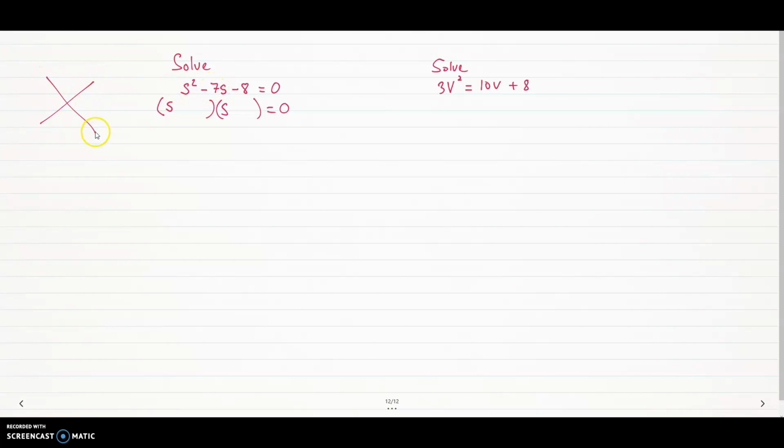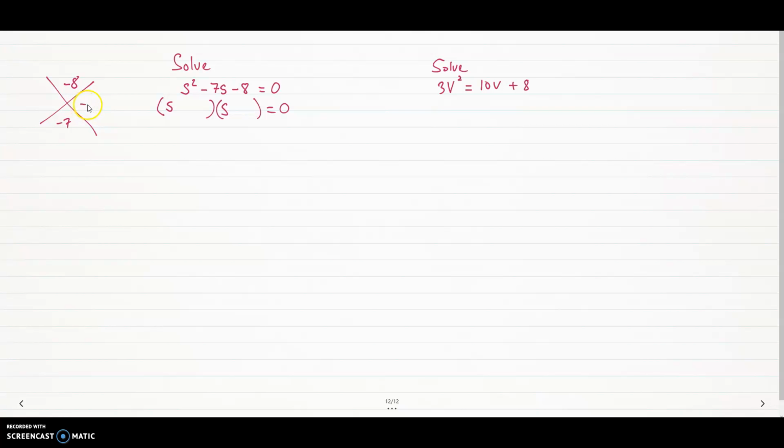Or you can just draw a simple cross on the side here. Then I place minus 8 and minus 7. Minus 8 is the constant, and minus 7 is the middle term, the middle coefficient. So I'm looking for the two numbers over here and over here. When I multiply them, I get minus 8, and when I add them, I get minus 7. So what could be those two numbers?